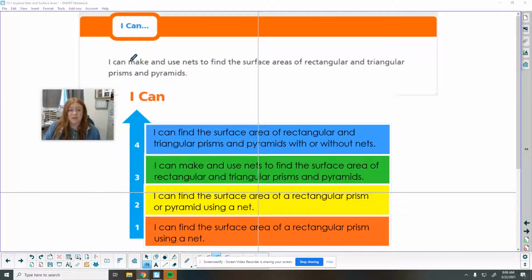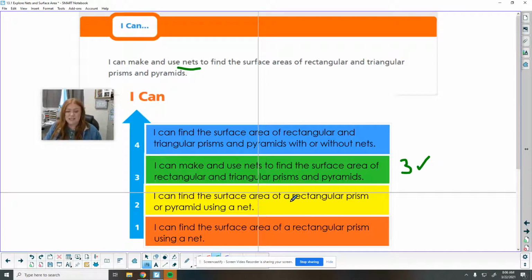So we are going to make and use nets. We'll talk about what those are to find the surface area of rectangular and triangular prisms and pyramids. And we'll talk about all of those words today. So your goal, if you can make and use the nets to find any type of rectangular or triangular pyramid and prism, year 3, that's where we want you to be today.